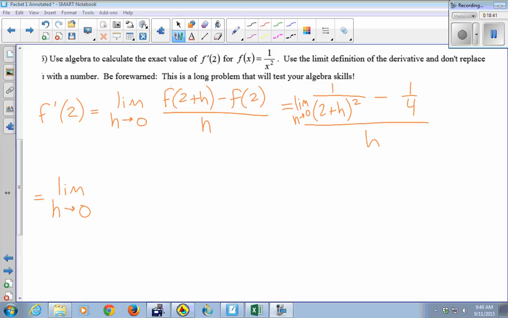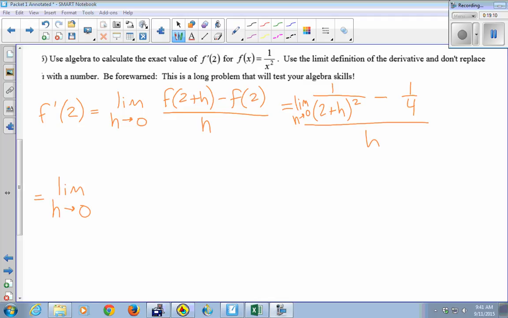All right. If this were a problem that I gave you in like a college algebra class, and the instructions just said simplify, you would work on this numerator first, trying to get a common denominator. What's the common denominator between 1 over 2 plus h squared and 1 over 4? 4 times 2 plus h squared. They don't have any common factors, so you just multiply them together and you get a common denominator.